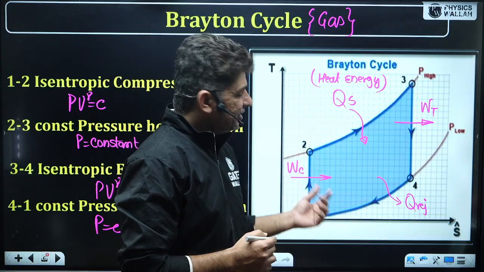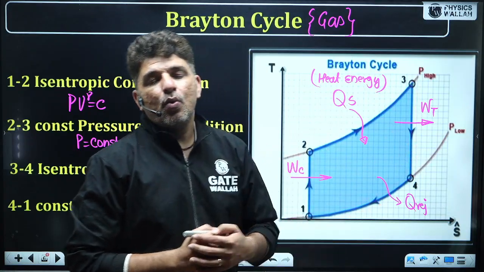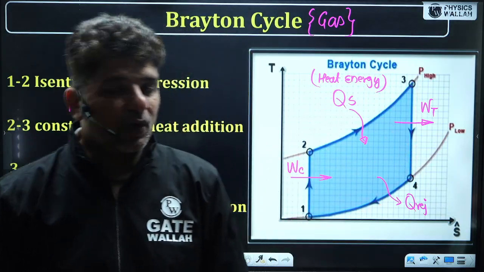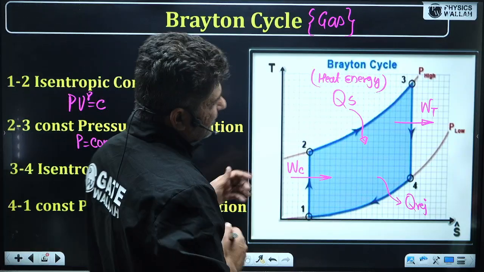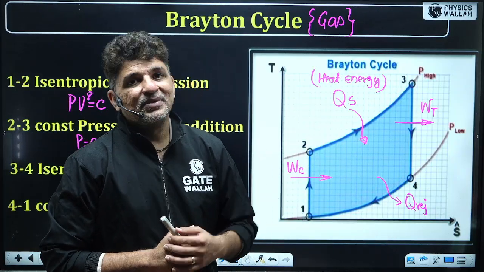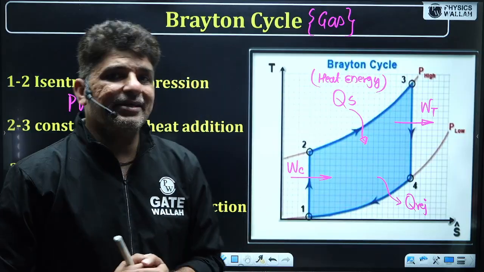When we do the analysis of the cycle, we will go back to this cycle. We will do the analysis of all the 4 processes. What are the heat interactions happening? What are the works developed? What are the temperatures? What are the pressures that we will see in the cycle? Okay, so the first thing that we are going to see is the pressure.